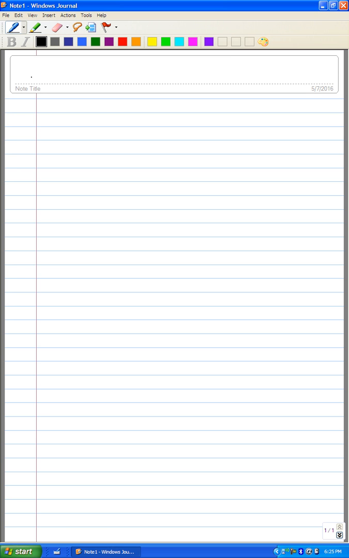Section 13.2, the meaning of logarithms.